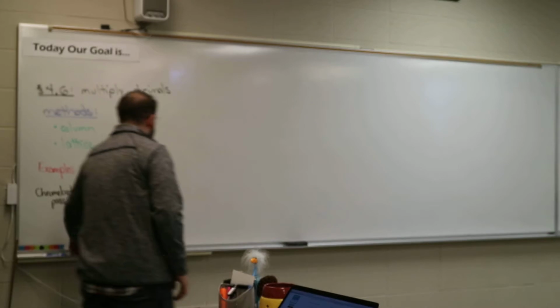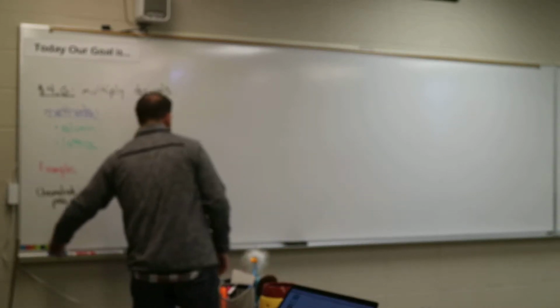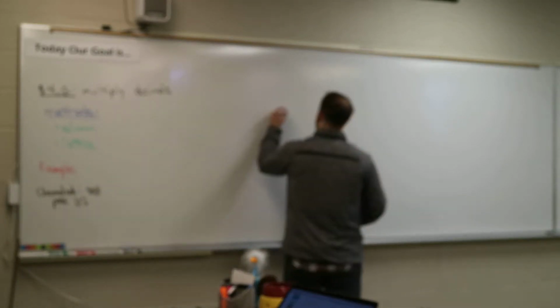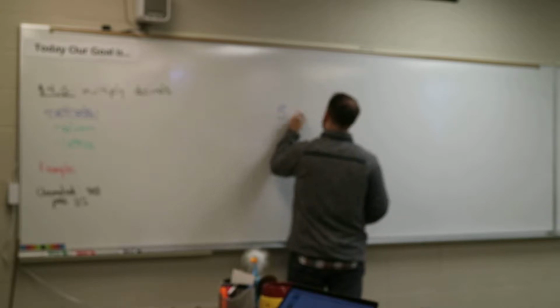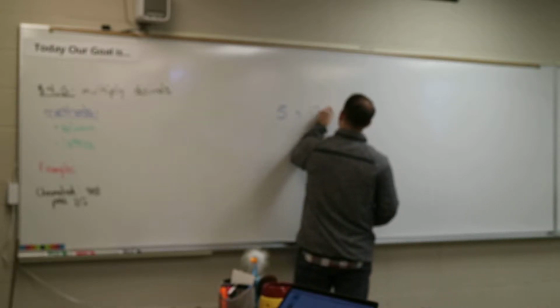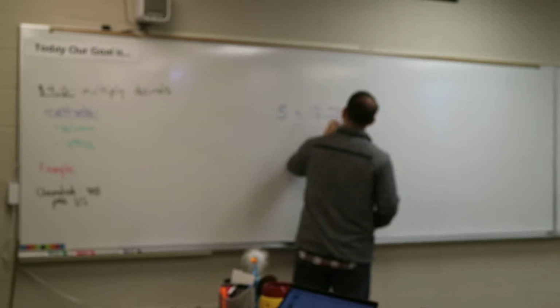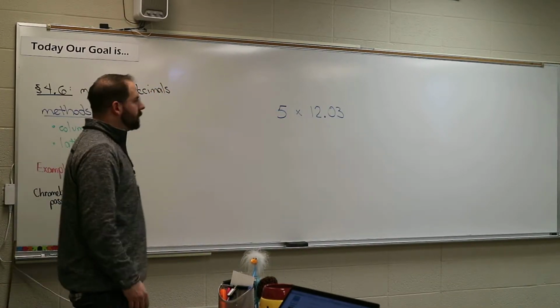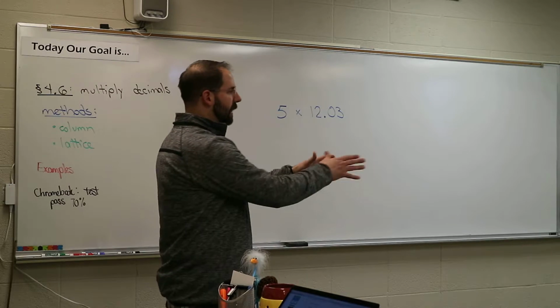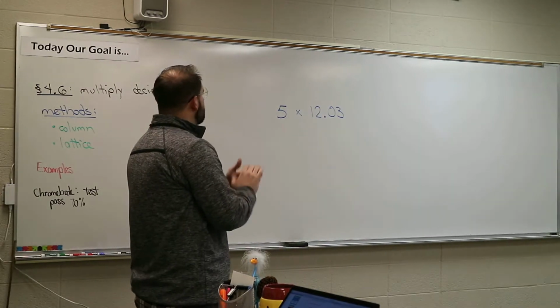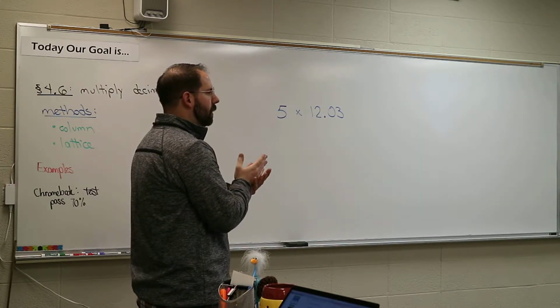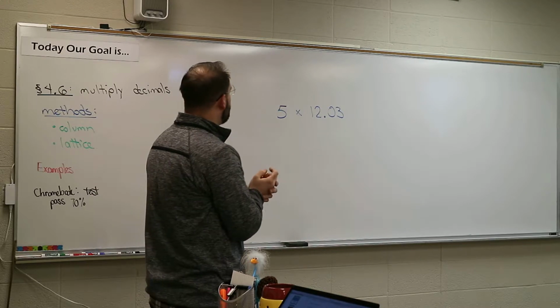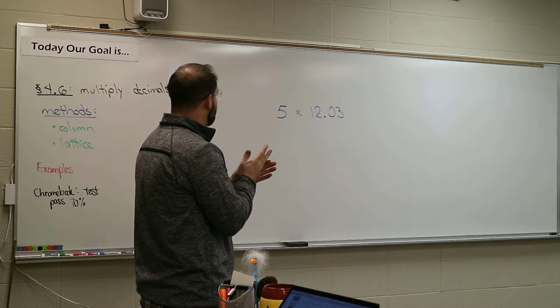Let's jump right in. Let's talk about an actual decimal. I'm going to pull a couple numbers right off the top of my head here. Let's go 5 times 12.03. Okay, this is our first one. Now what we talked about yesterday is because you guys like column method, correct? Does it matter where the decimals are? No, not at all. In fact, you do not line up the decimal point.